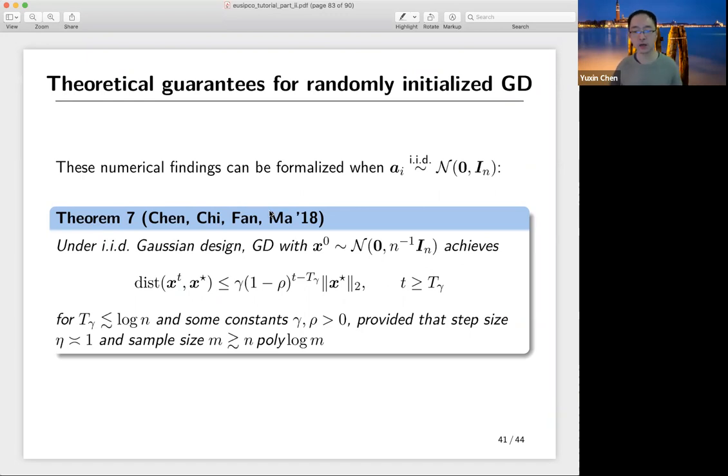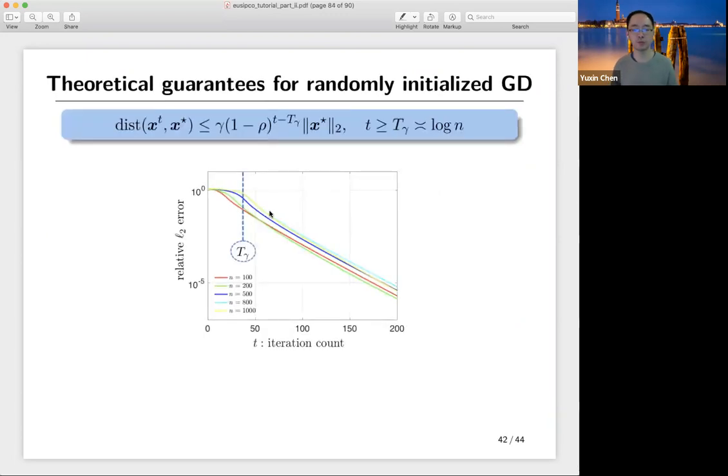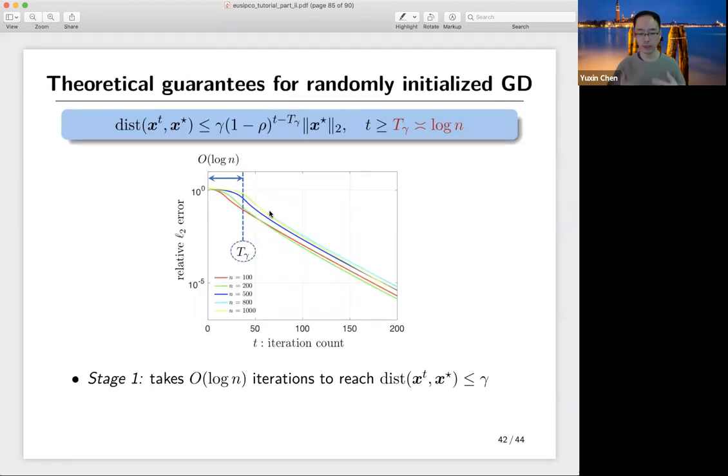Okay, so this still looks like a complicated theorem, but let me try to break it down into multiple parts to help you better understand. First of all, the theorem says that in the first stage, it only takes about log n iterations to reach an estimation error not larger than gamma. Gamma is something like 0.1, so it's a fixed constant, and it only takes you log n iterations. In the second stage, we have linear convergence, similar to what we analyzed for the spectrally initialized Wirtinger flow algorithm.